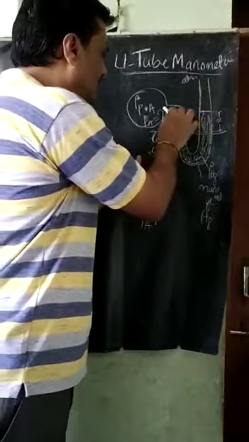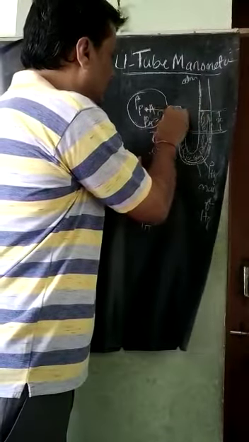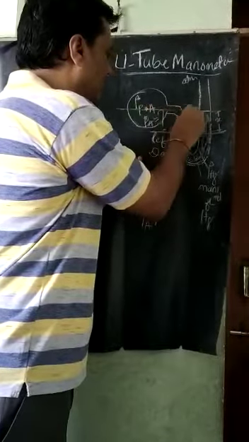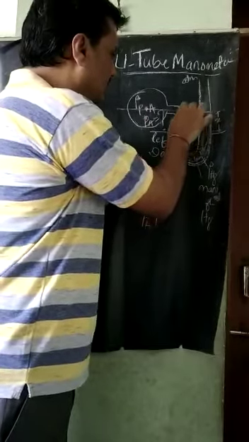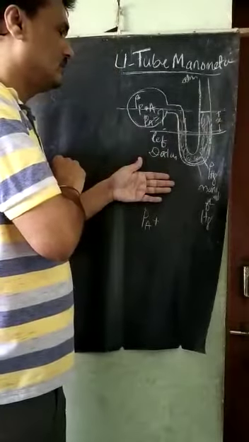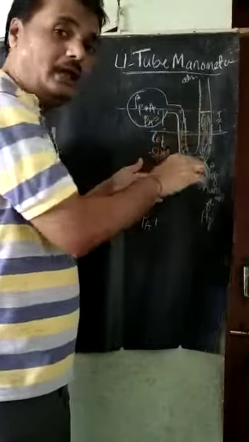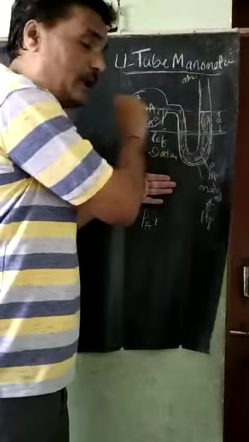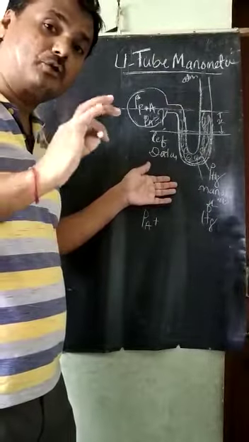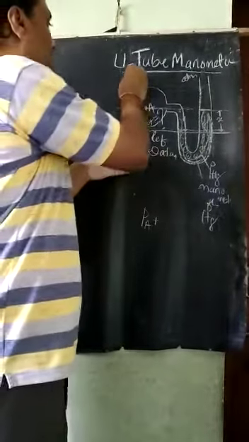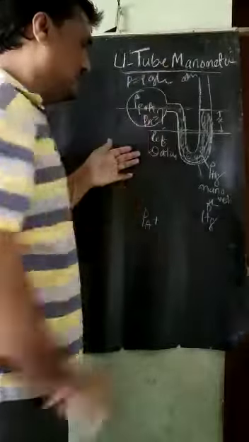That pressure is there, up to this point. From here there is a line, the central axis of this pipe. From the central axis of the pipe to here, there is pipe fluid. So how much pressure will this pipe fluid apply on this manometric fluid? That has to be found by the hydrostatic law. What is the hydrostatic law? P is equal to rho g h.